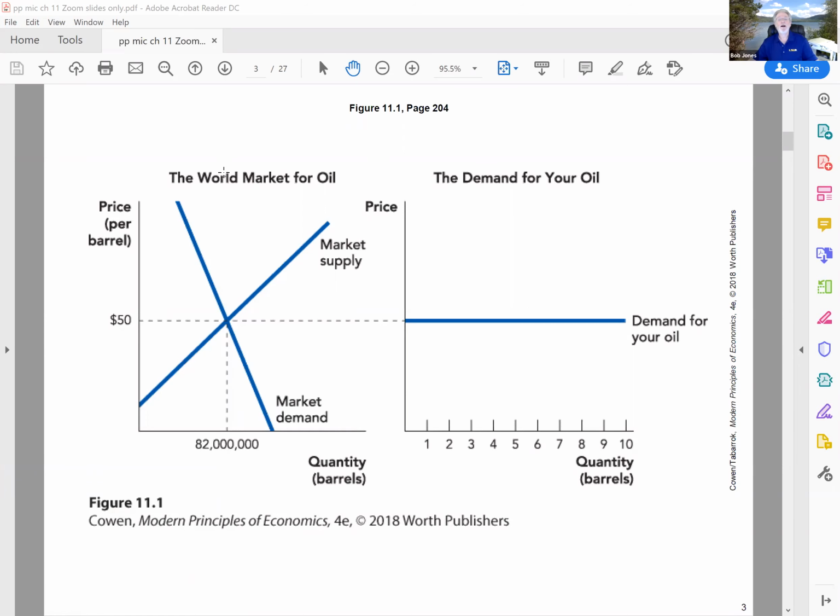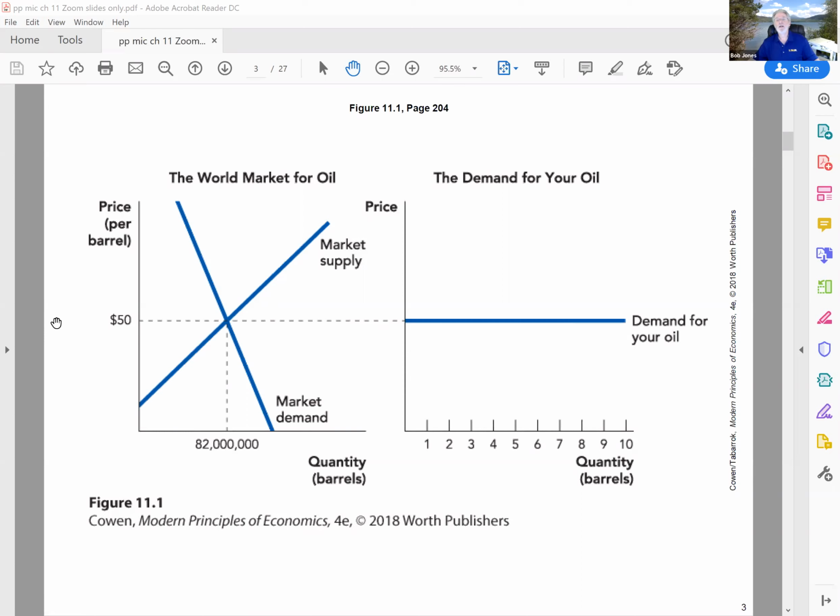Anyway, in a competitive market, you've got the overall market conditions. That's where the price is determined. Okay? And then you have the individual producer. You've got lots of individual producers. So here we're assuming that the price of oil is $50 a barrel.